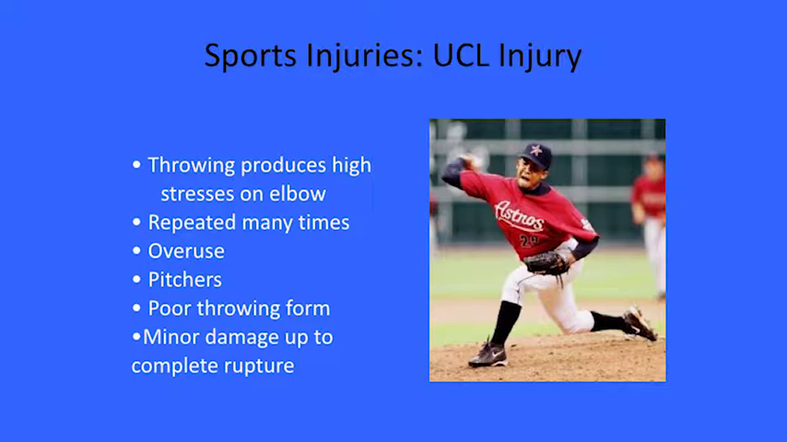Ulnar collateral ligament injury, I doubt anybody here has ever had that. That's in pitchers. That is where you're throwing and you start to accelerate, your elbow is coming forward and the ball is behind and it's lagging. Well, you have to bring that forward. As your elbow is coming forward and the ball is going backward, there's a lot of stress on the ligament that's on the inner side of your elbow.